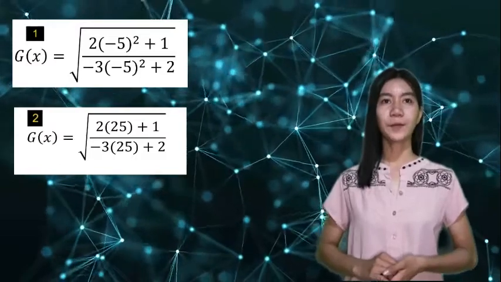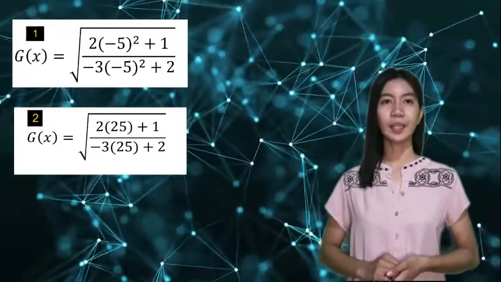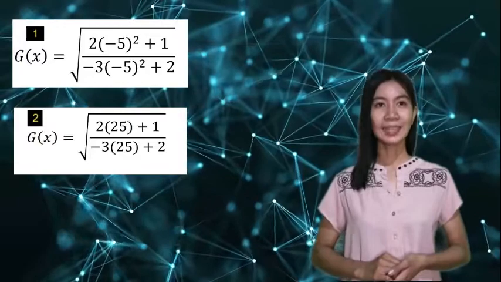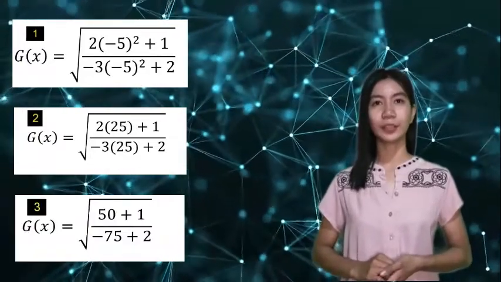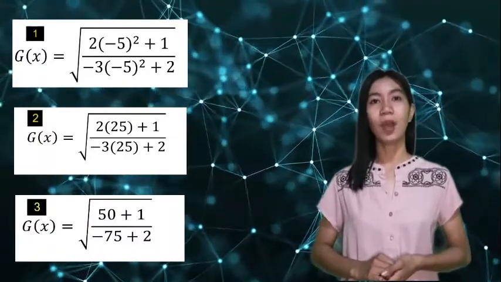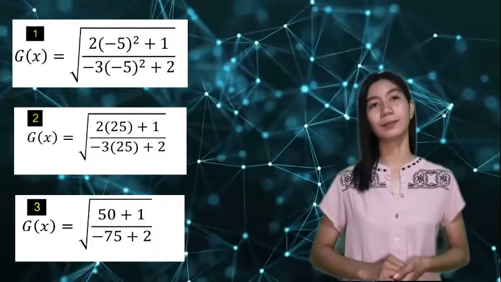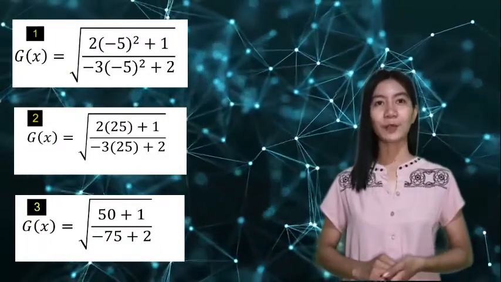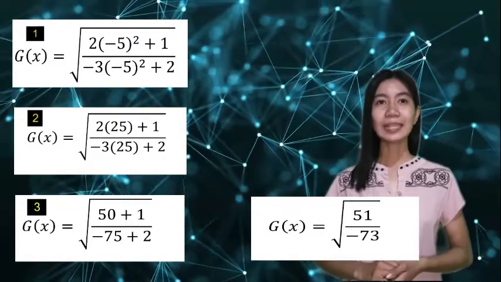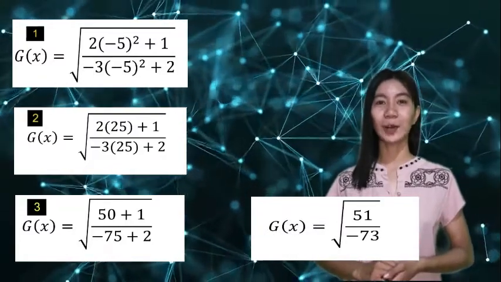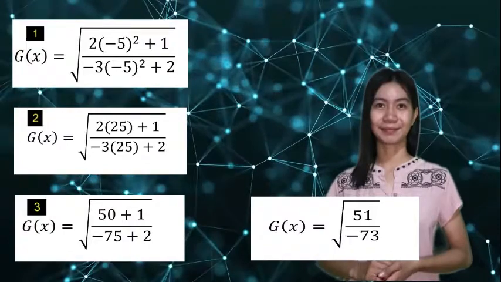Furthermore, we will simplify the whole numbers following the operation accordingly. Hence, g of x equal to square root of 50 plus 1 over negative 75 plus 2. Lastly, we will have the final answer. g of x equal to square root of 51 over negative 73.